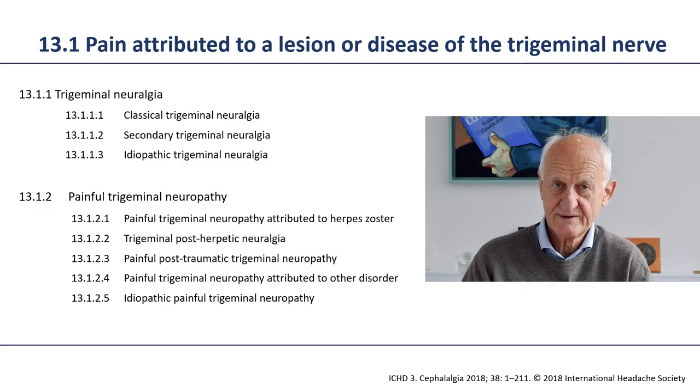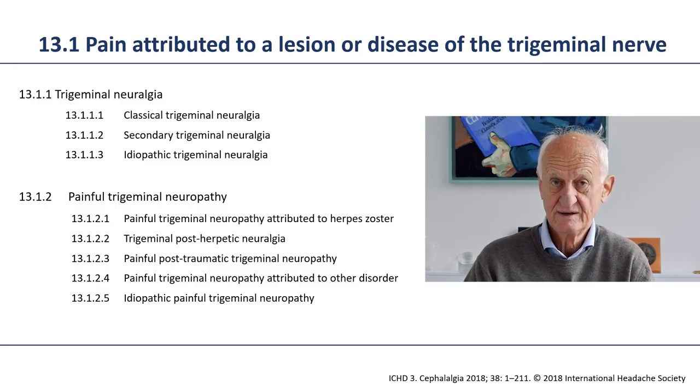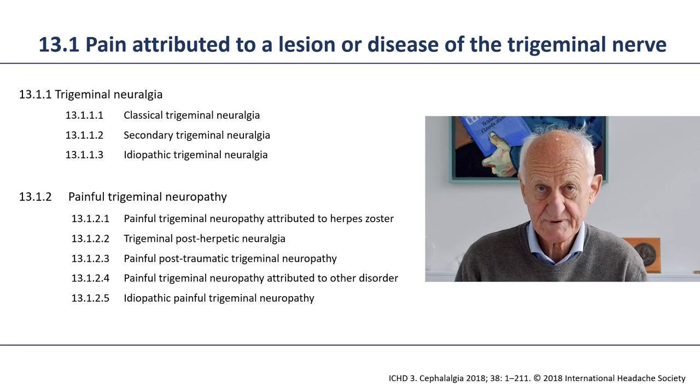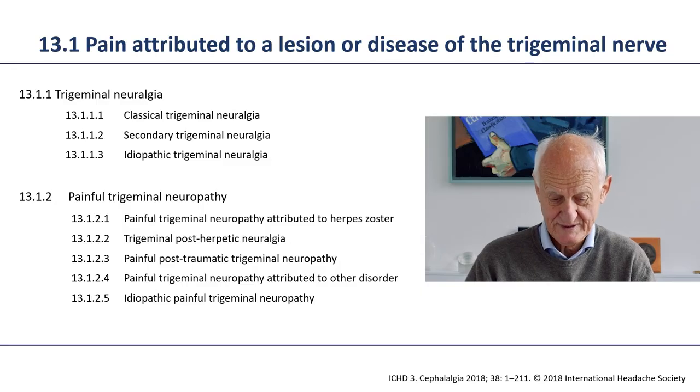This tutorial is about cranial neuralgias and facial pain. First, we have 13.1, pain attributed to a lesion or disease of the trigeminal nerve. This is subdivided into trigeminal neuralgia with its typical electric shooting pains, and painful trigeminal neuropathy, where something is bothering the nerve, but it does not result in these shooting pains, but more in a boring, constant nagging pain.